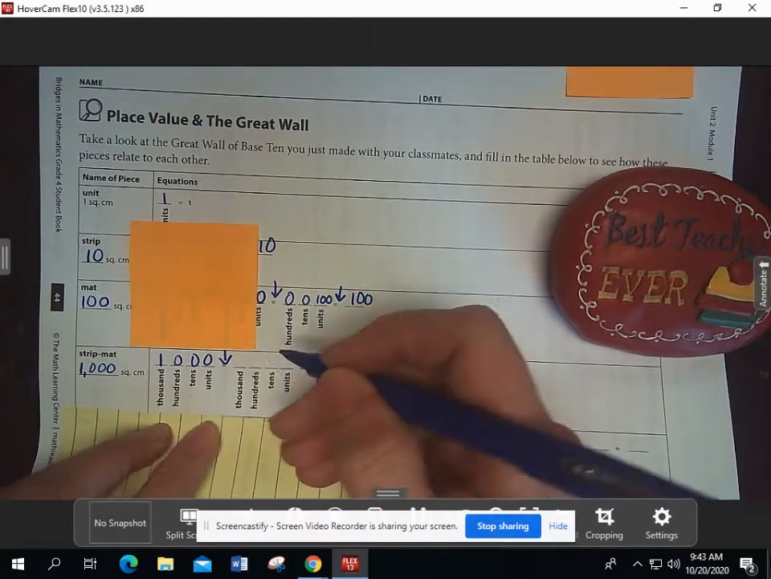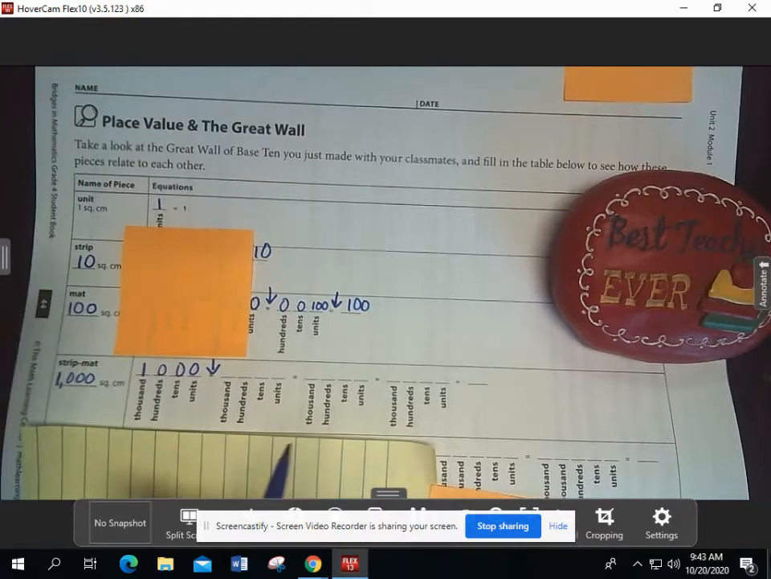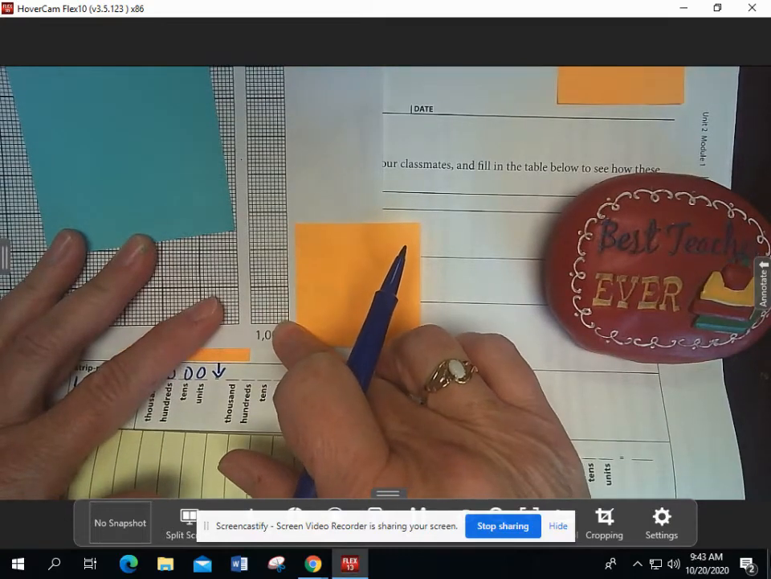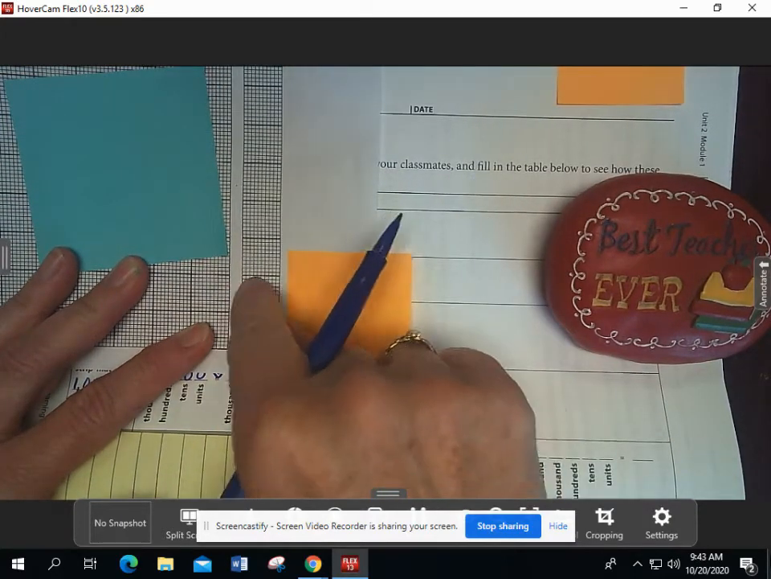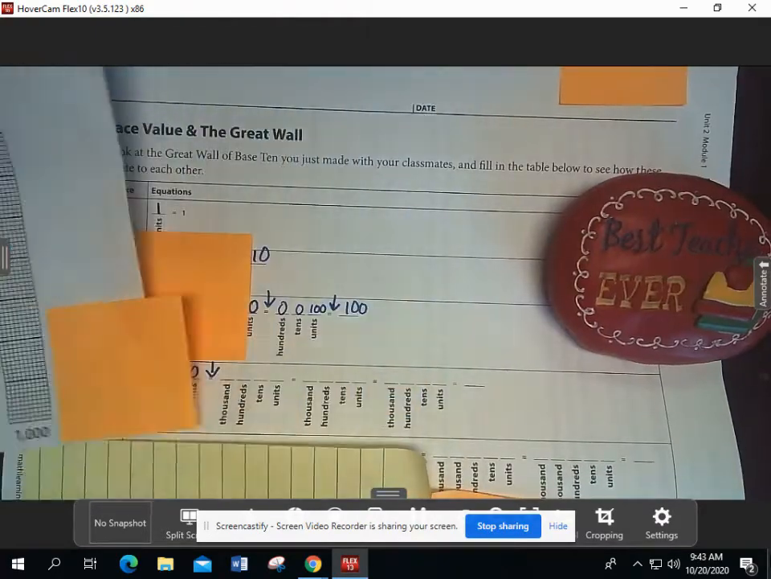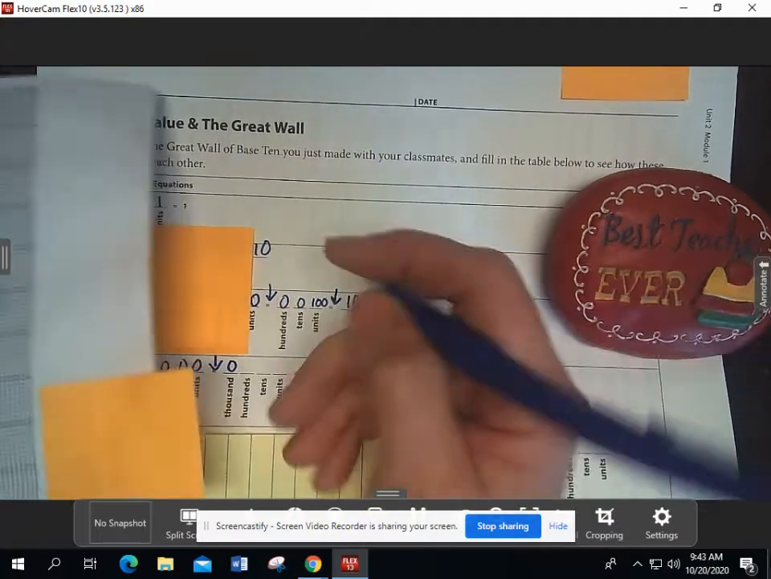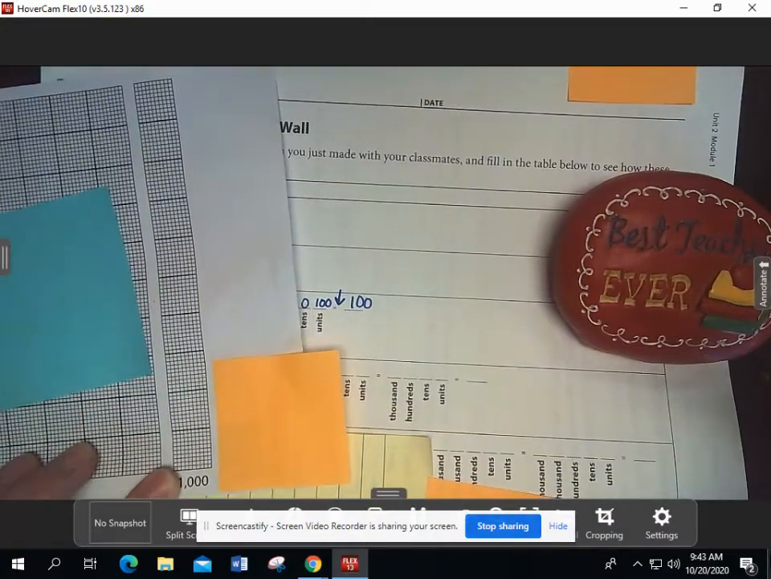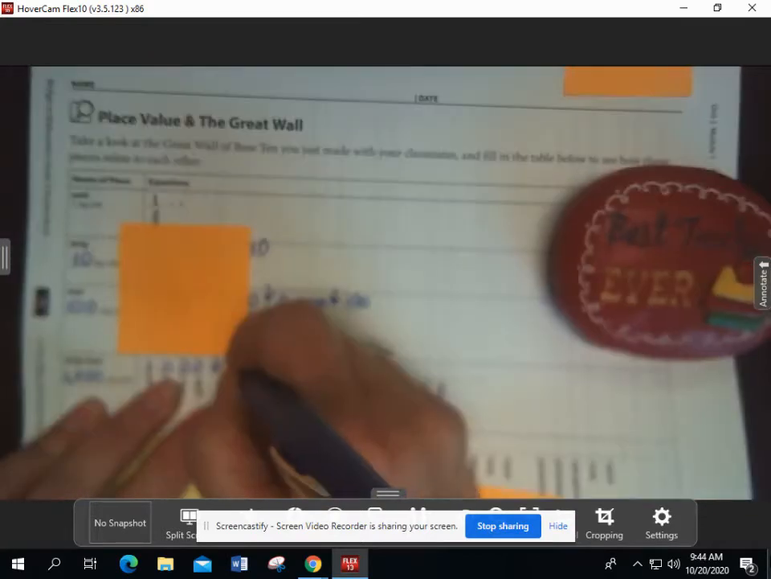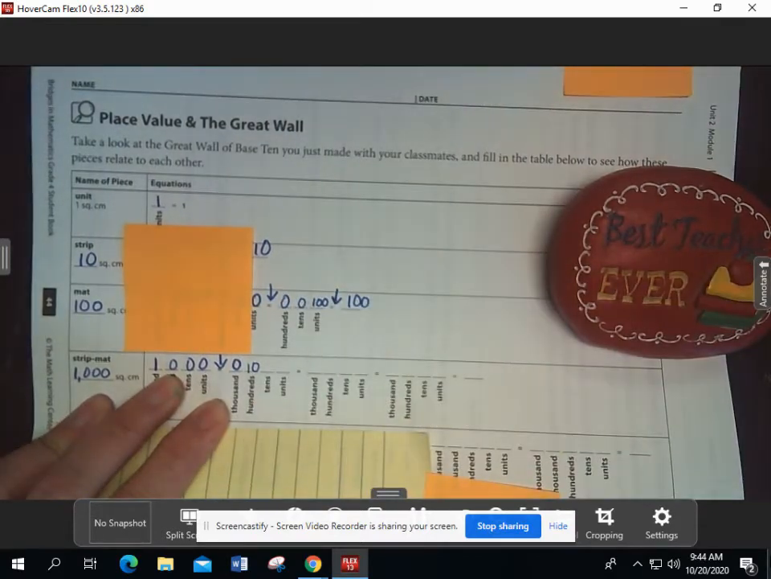Okay. Now we're to the second part. Remember what I've been saying. This is one group of 1,000. But if I was going to cut on all the dark lines, see those dark lines? If I'm going to cut on all of them, because we already did thousands, we're thinking about hundreds. We're going to cut it into groups of 100. How many groups of 100 do we have? Akaya. We have 10 groups of 100.